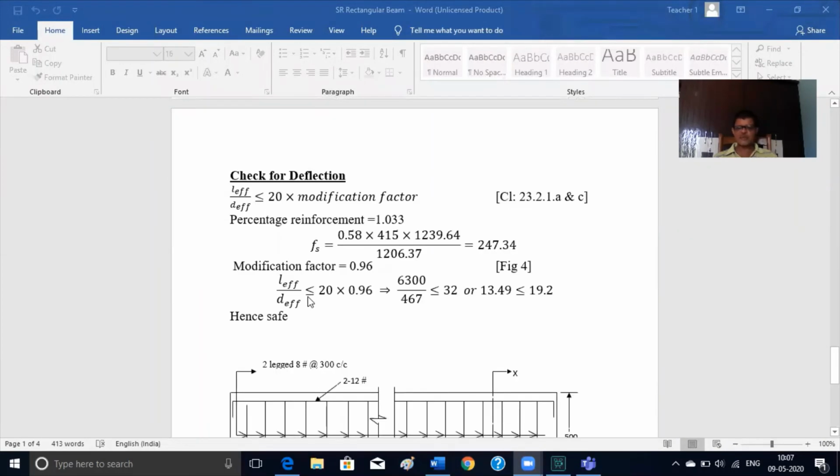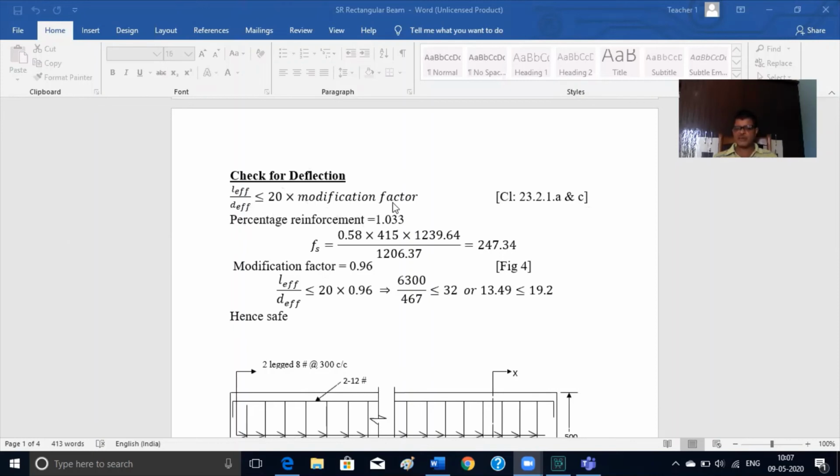Now let us go for the check for deflection. Check for deflection, again you go to page number 37, clause number 23.2.1 a and c, that we have already discussed, that the effective span by effective depth ratio shall be less than 20 into the modification factor.